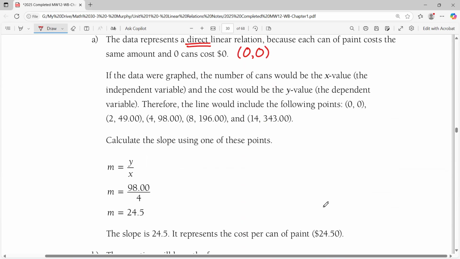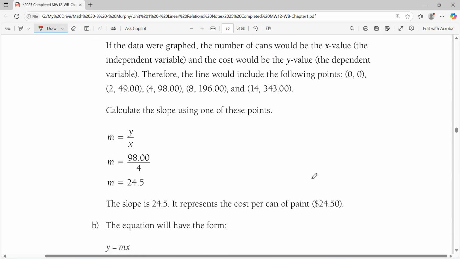Therefore, the line would include the following points: 0 and 0, 2 and 49, 4 and 98, 8 and 196, and 14 cans would cost you 343. So calculate the slope using one of these points. Now, here, what they're showing is slope equals y over x. And again, remember that means rise over run. And if the graph starts at 0 and 0, you can just choose one of the pairs. So in this case, they went with this one here, 4 and 98.